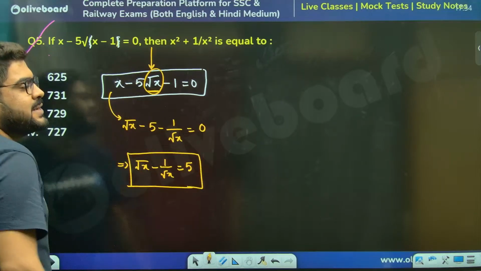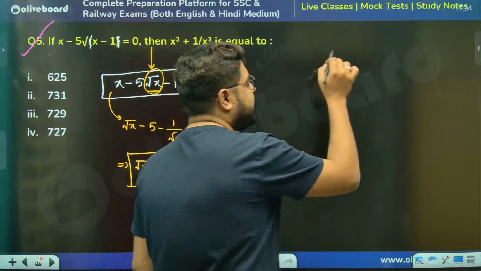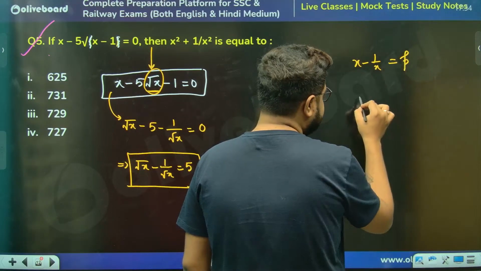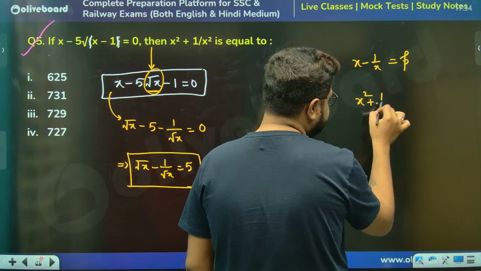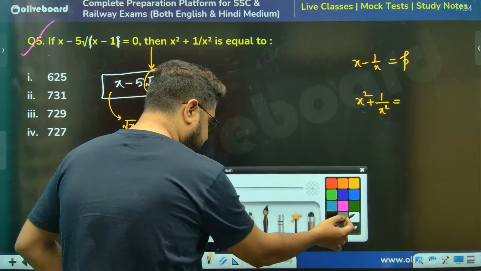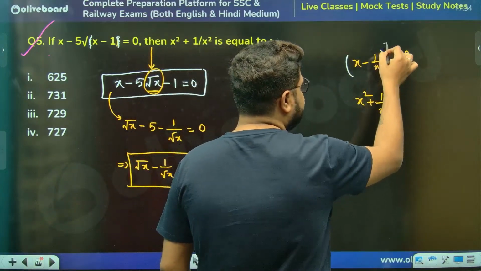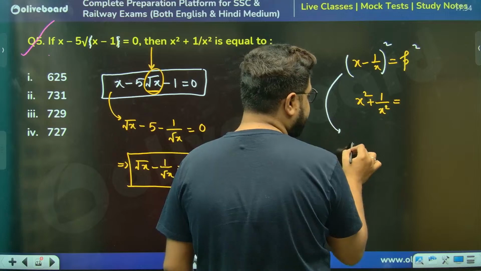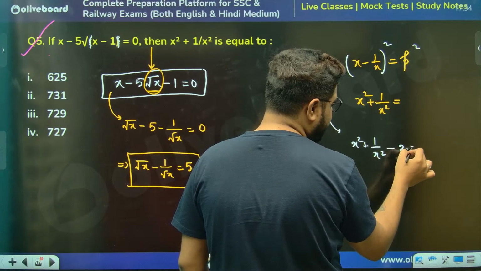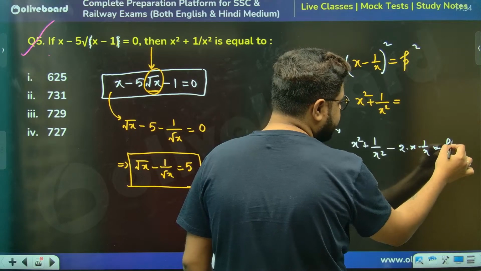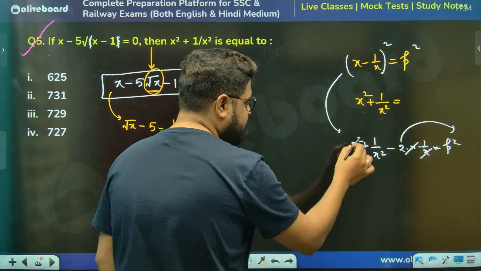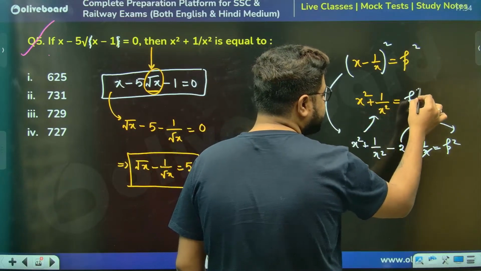If I know this, there was something like this: x minus 1 by x is equal to p. Say, for example, I need to figure out x square plus 1 by x square. What do we do? As I'm showing you basics, do the squaring. From here I get a square plus b square minus 2 into a into b equal to p square. So this 2 goes to that side, and x square plus 1 by x square becomes p square plus 2.